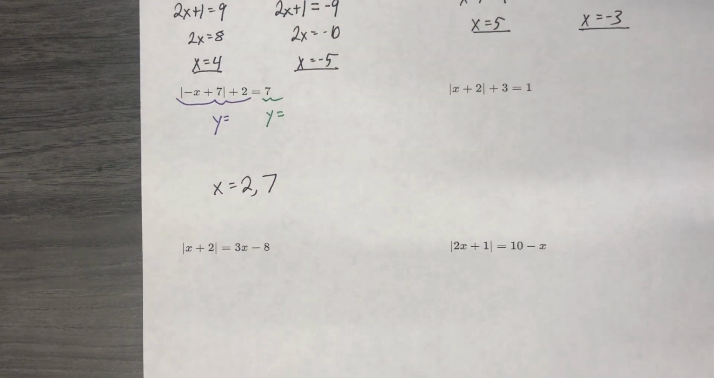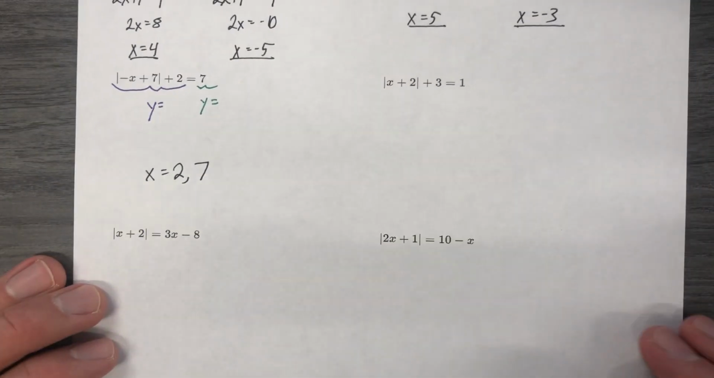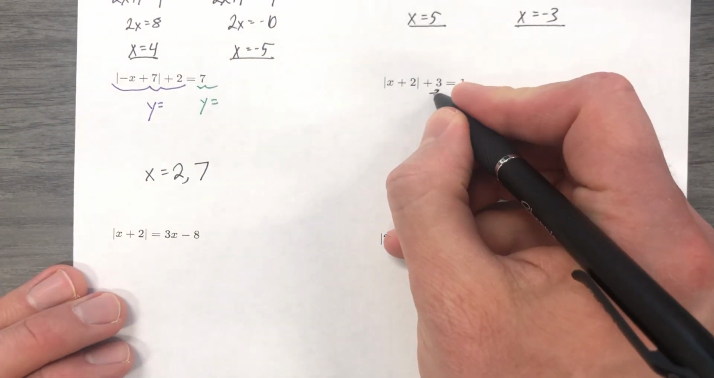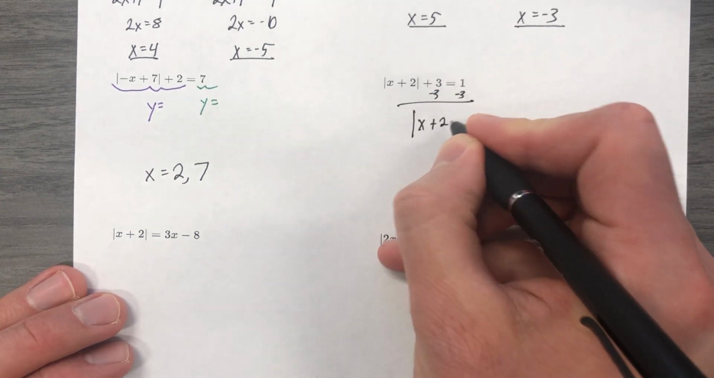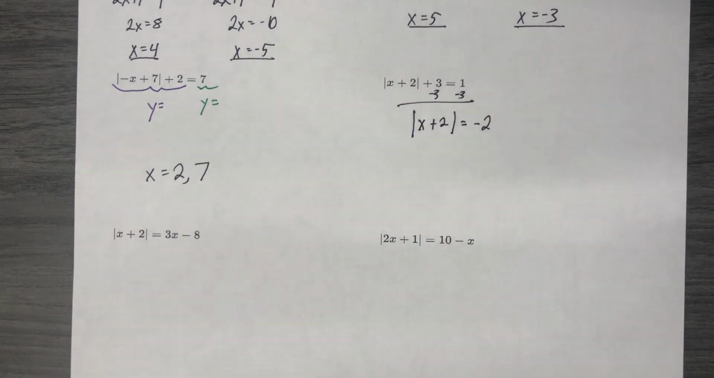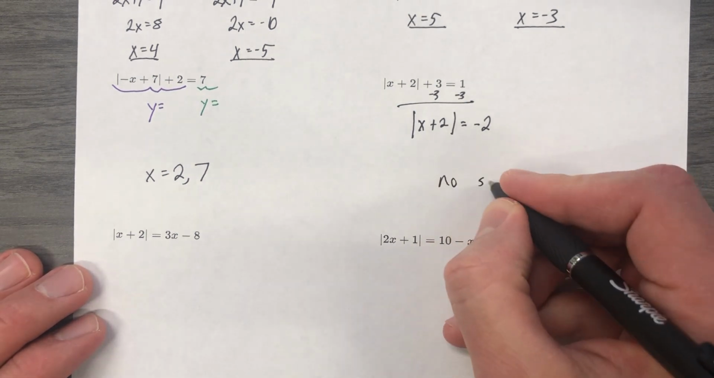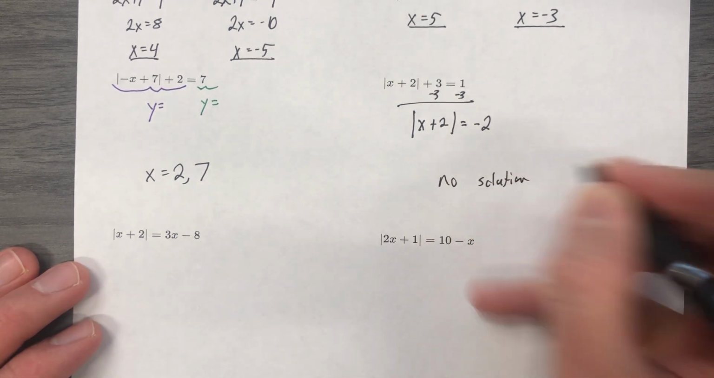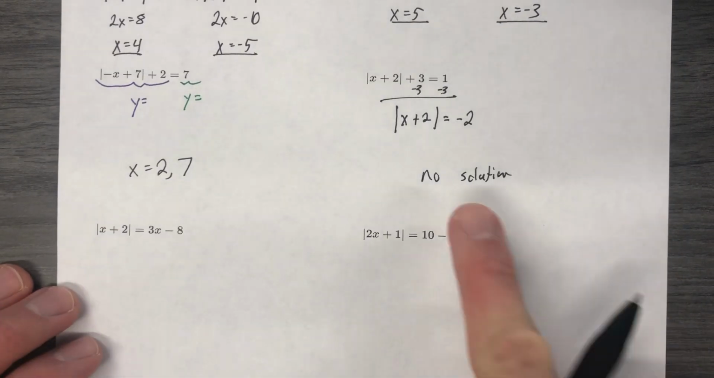Okay, I'm not going to do the next one on the computer. What I am going to do is start this one by hand. If we subtracted 3 from both sides, we would have absolute value of x plus 2, and it would equal negative 2. What do you notice? Absolute value equals a negative? No, it doesn't. No solution. Okay, sometimes you have one answer, sometimes you have 2, sometimes you have none.